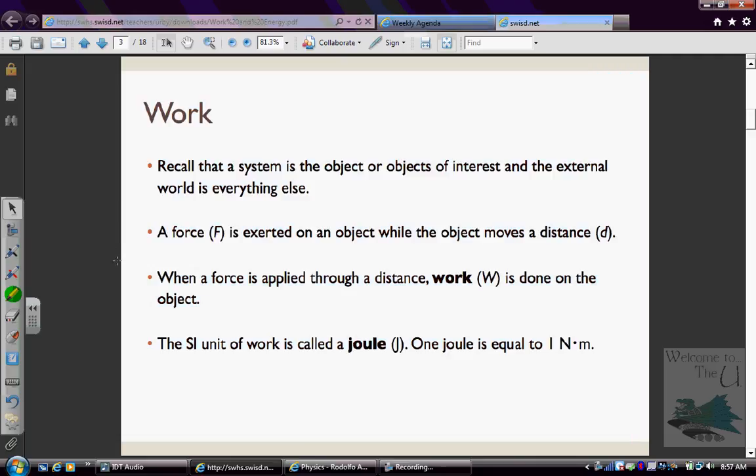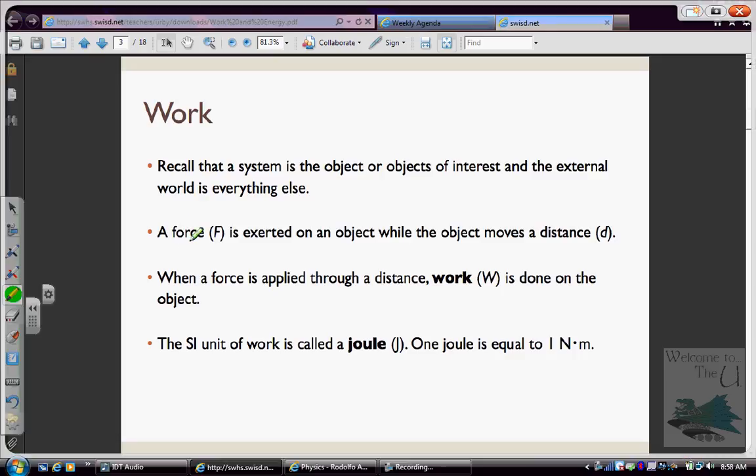All right, so you'll recall that when we talked about forces, we talked about a system and how the system is going to be the object of interest and everything else that interacts with it. So it's going to be really important that you remember that as I talk about forces in the system and the forces that are involved.